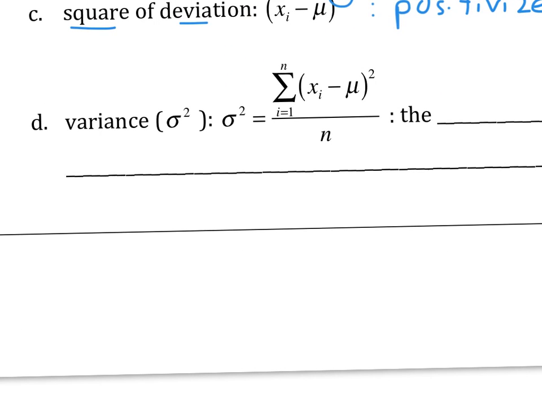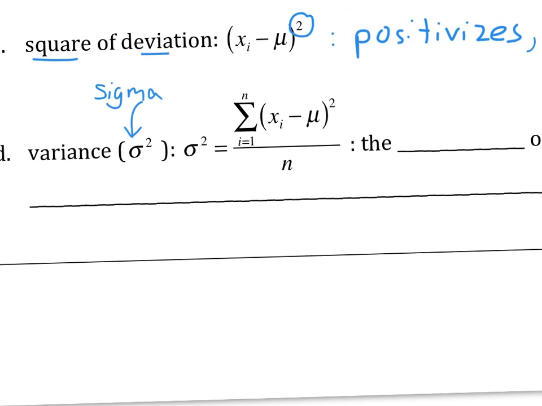All right, variance. Variance reads sigma. This is the Greek letter sigma. So we say sigma squared. And sigma squared says this: you add up the square of the deviations, and you divide by the number of terms.